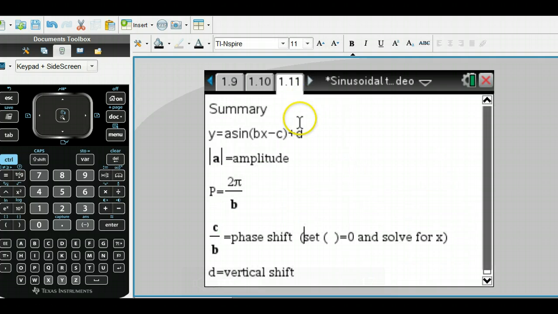Let's take a look overall. So if I ask you to find any of these things and I give you an equation, the amplitude is the absolute value of A. The period is 2 pi divided by B. C divided by B is the phase shift. This is different than what I said before, but that's because I did not have this leading coefficient inside the parentheses. What we're looking for is what value of x brings us back to the starting point, which would be x equal to 0, so to speak. And so what happens is that we set what's inside the parentheses equal to 0 and solve for x. That gives me my phase shift. And then D is simply your vertical shift up and down.